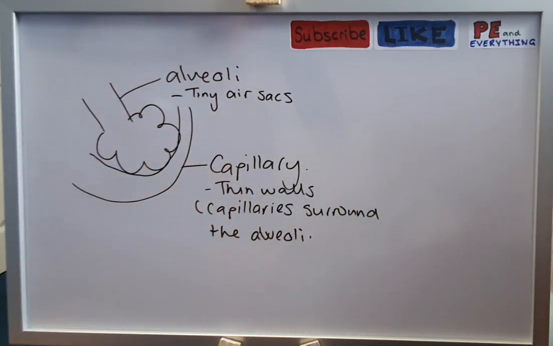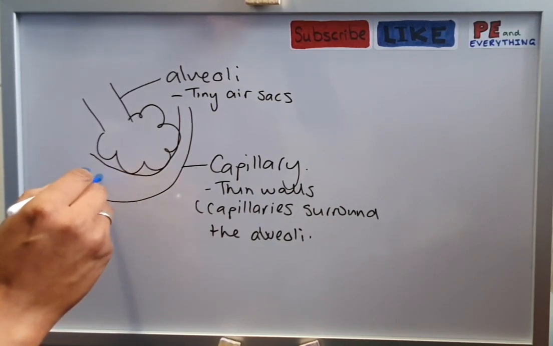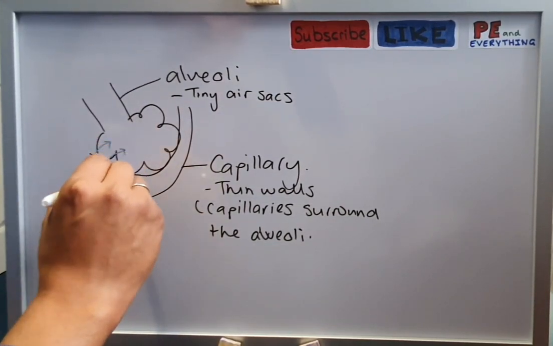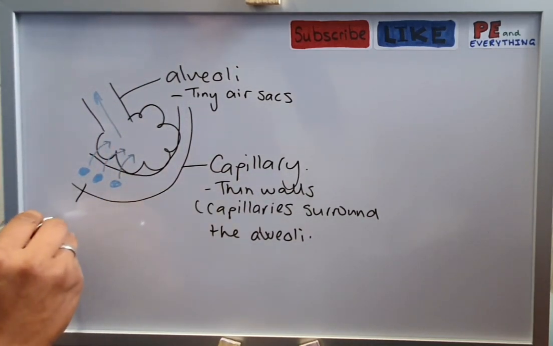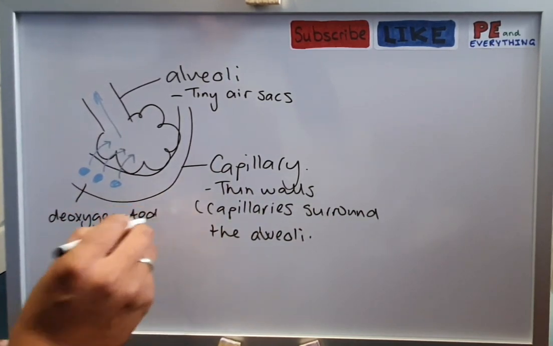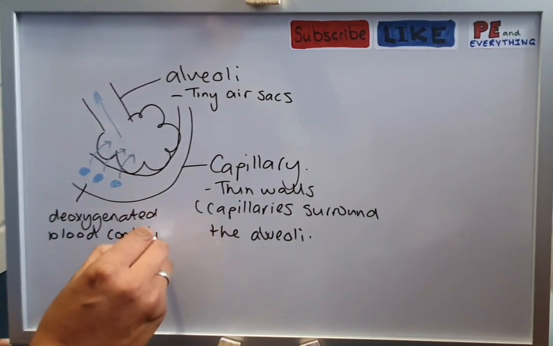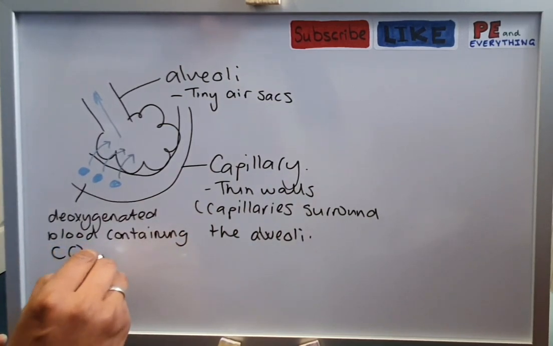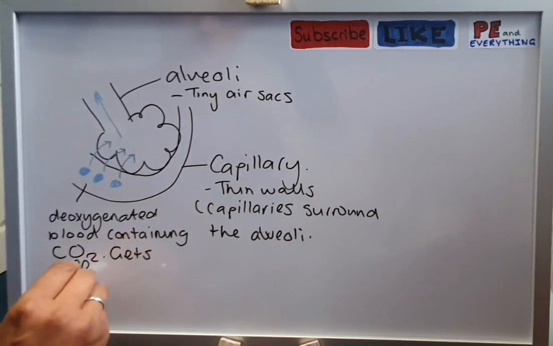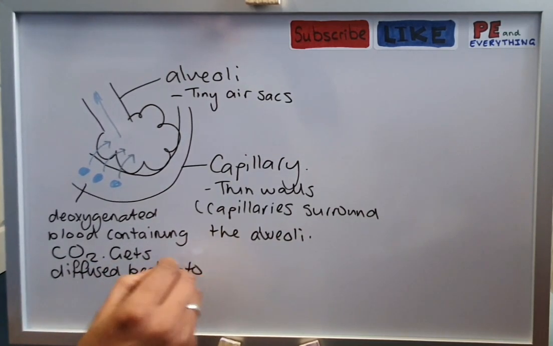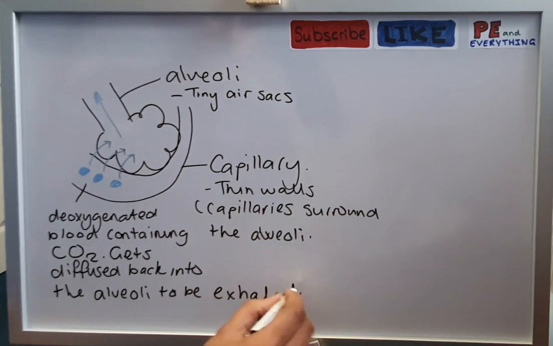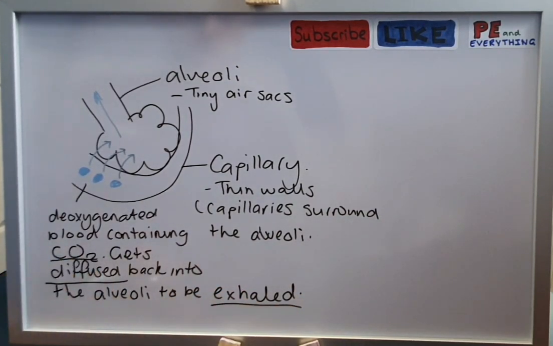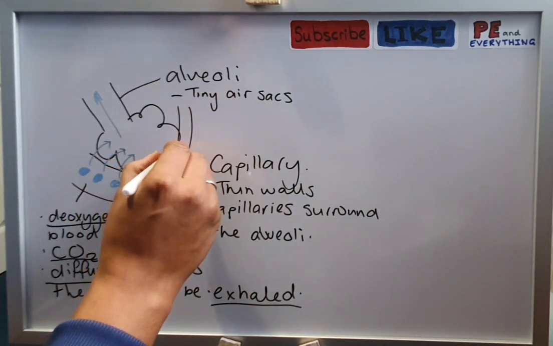All around. Okay, blue pen. Deoxygenated blood goes from the blood vessels into the alveoli to be exhaled. So I've put here deoxygenated blood contains carbon dioxide, and it gets diffused back into the alveoli to be exhaled. So the key words are deoxygenated, carbon dioxide, diffused, and exhaled.